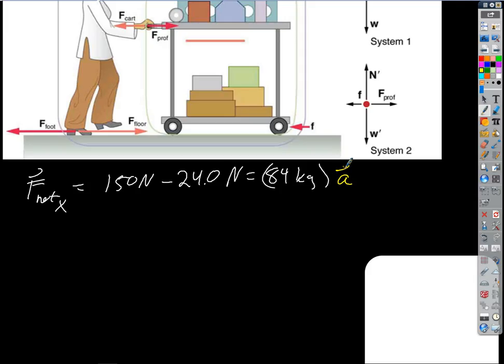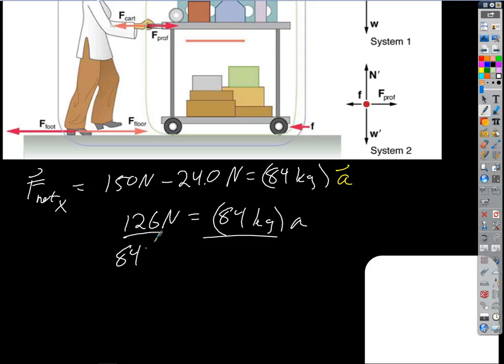So all we have to do then is the simple equation. What did this work out to be again? 126. 126 newtons equals 84 kilograms times A. If I divide both sides by 84 kilograms, what is a newton going to be in terms of base units? Newton is the unit of force. Kilogram meter per second squared.